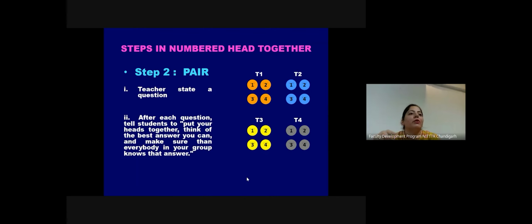Once the think time is over, the teacher can call any member from any team. Suppose the teacher says one number from every team, so the first candidate of each team, he or she needs to give the response. So every team's first member will give the response. If any team does not know the answer, the rest of the teams will help that particular team to know about that particular statement. And if all the teams know the answer, the teacher can extend that question and make it more detailed or more explanatory. So this is how we can develop that particular information.